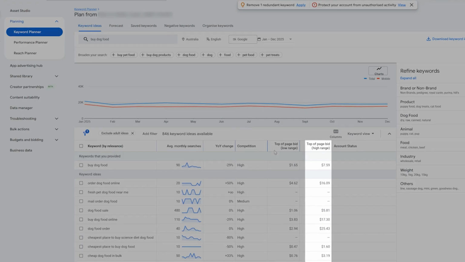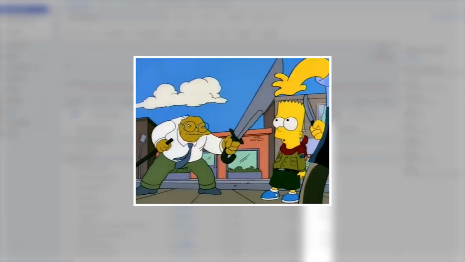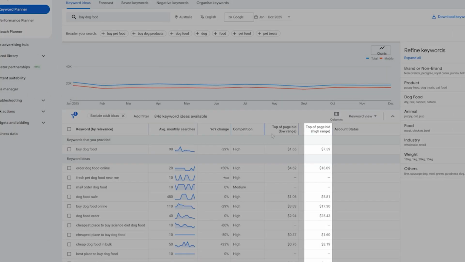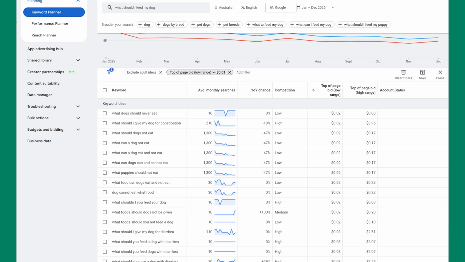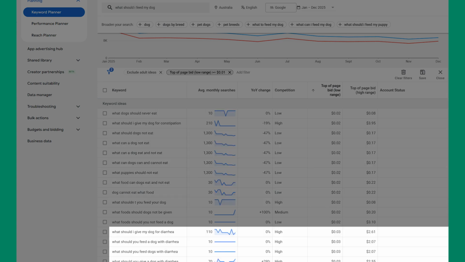If you type in something like "buy dog food," you're walking into a knife fight. Everyone is armed. Everyone is angry. Top of page bids are $8. Now compare that to "what should I feed my dog?" These keywords here are all 2 and 3 cents. There are some great keywords like "what food should dogs eat" and a lot of diarrhea searches. Dog owners are stressed about their dog making messes. Google sees a problem, and advertisers see scent clicks nobody else wants.